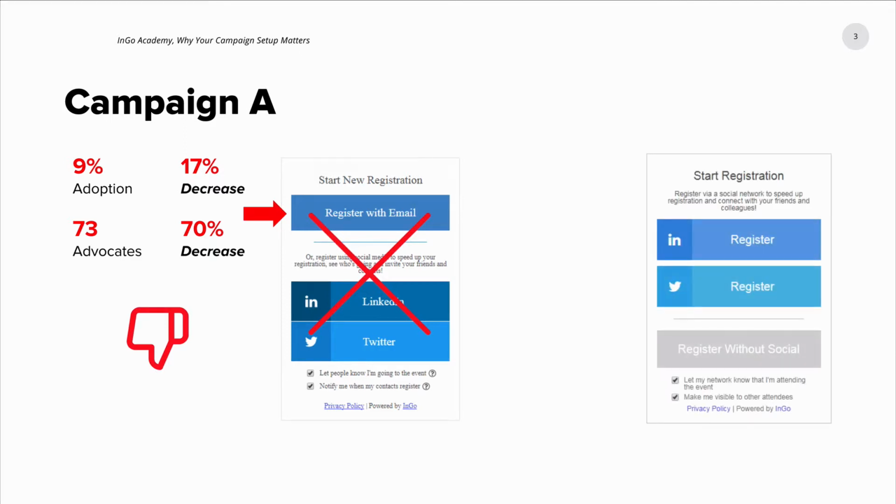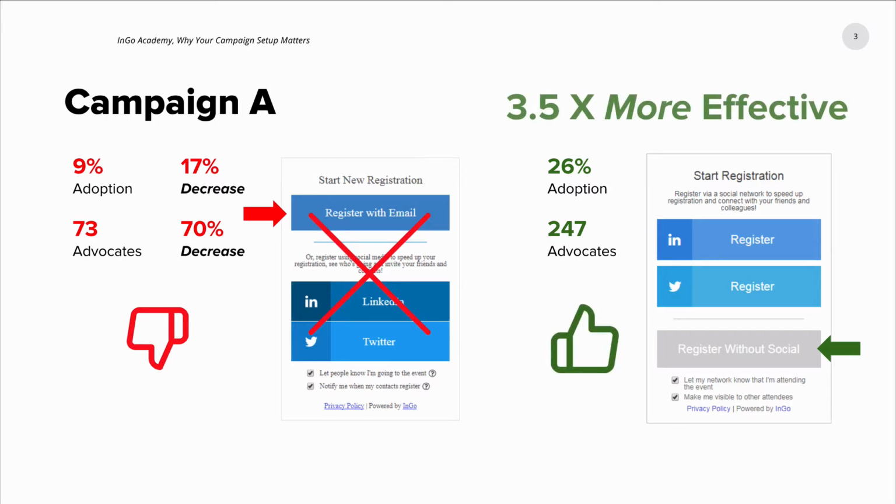Campaign A, year 1, set up their campaign in the proper way. This resulted in 26% user adoption, creating almost 250 advocates. As you can see here, they de-emphasized the non-social option by graying it out and placing it below the social options. This campaign was 3.5 times more effective than Campaign A, year 2.